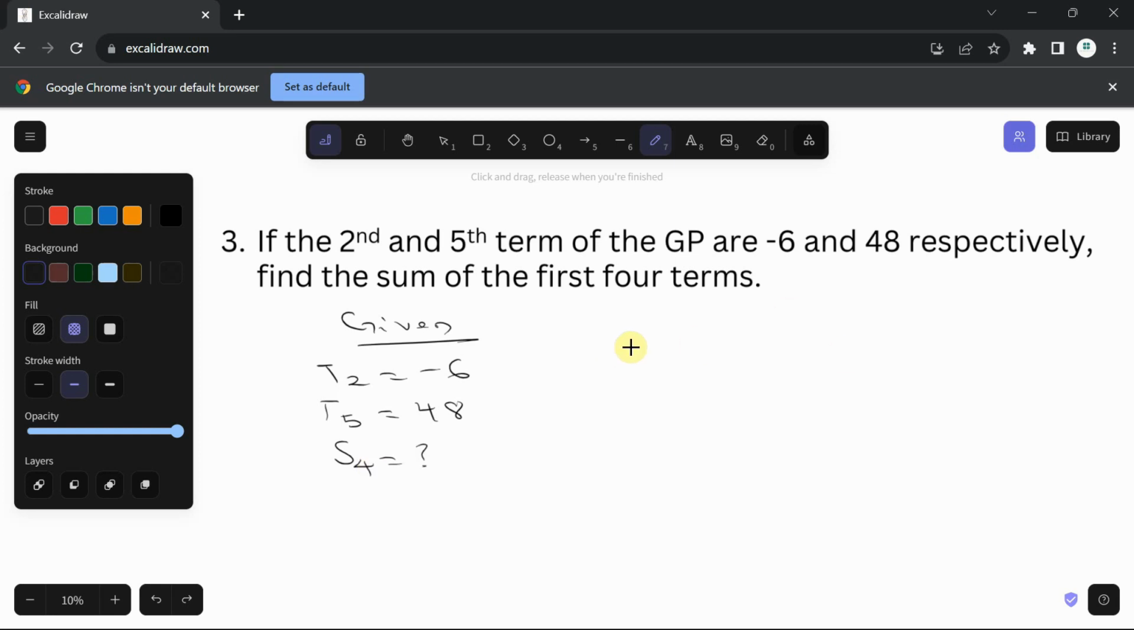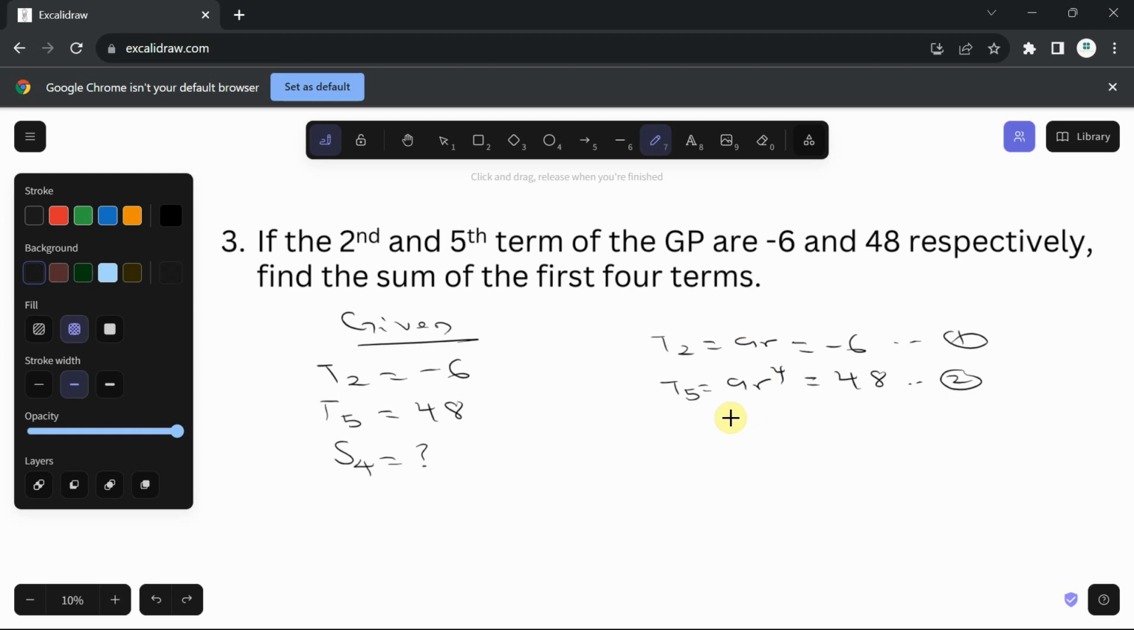Great. So T2 is the same thing as saying AR, right? So let's say this is equal to -6. And T5 is the same thing as saying AR to the power of 4, which is equal to 48. So if I say this is my equation 1 and this is my equation 2, because there's multiplication joining them, I have to divide.